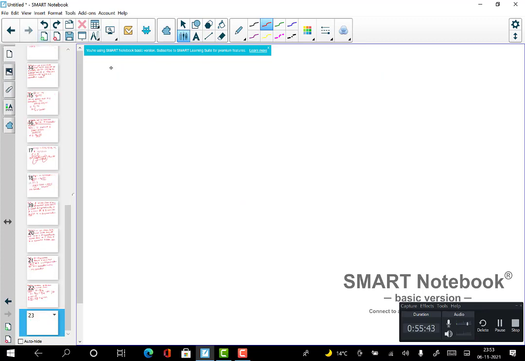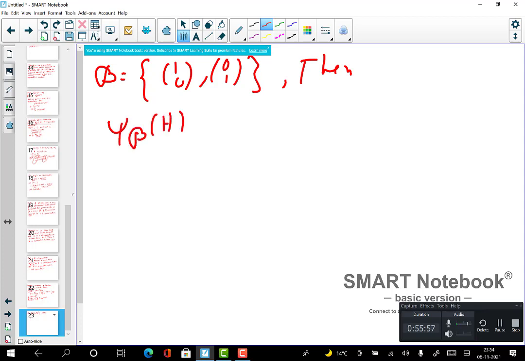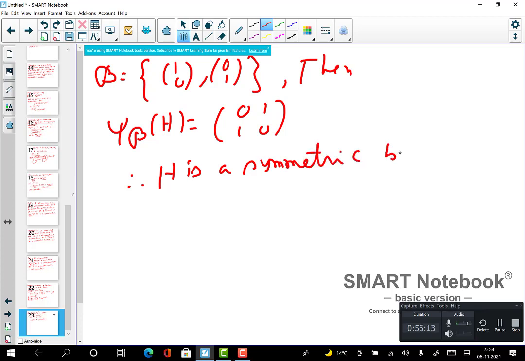So in fact, if we choose the standard ordered basis (1,0), (0,1), then what happens? Then the matrix form of H will be, if you evaluate this, you will see that it is 0 1, 1 0. Okay, so thus H is a symmetric bilinear form, right? But now we claim that H is not diagonalizable. I mean, this matrix is not diagonalizable. Then I am done.